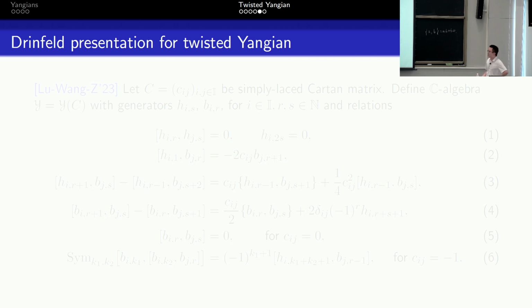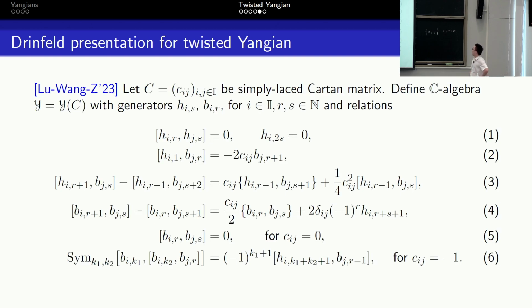Okay, so as a deformation of this twisted current algebra, we have a formulation of the Drinfeld type presentation for twisted Yangians. First let's look at this presentation, and later I will tell you how we obtained it. We start with the Cartan matrix. We can define a complex algebra with generators H_i,s and B_i,r. For generators, you only need H_i,s for odd s, but for convenience, you still include all indices and set the even ones to be 0. In this way, you can write some relations in a much simpler way.